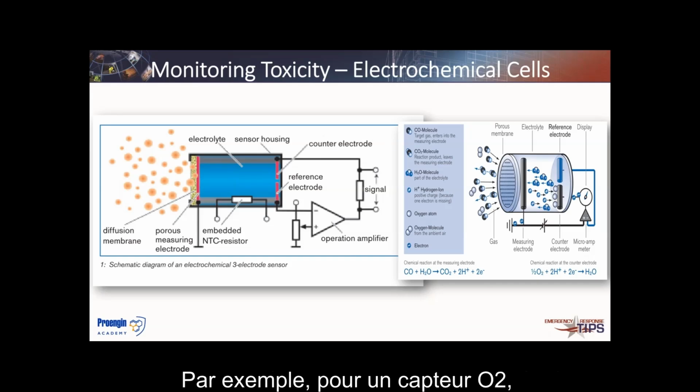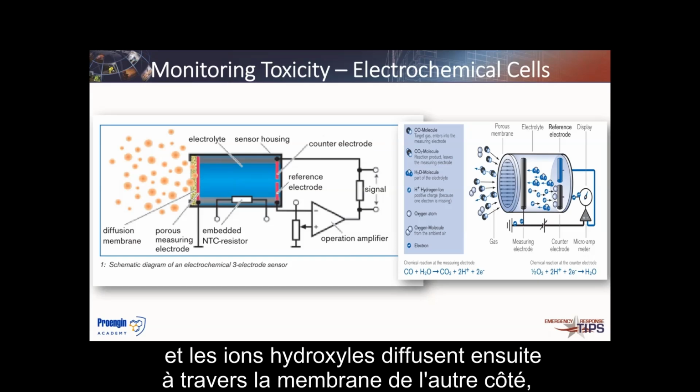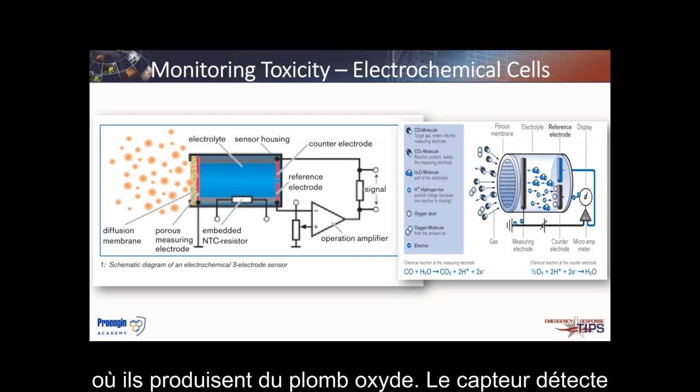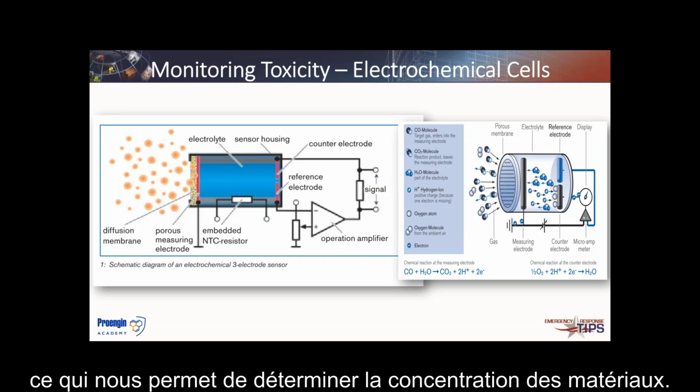For example, on an O2 sensor, oxygen enters the sensor through the capillary, which is on the left side of it. It's immediately reduced where it comes in contact with the cathode. It's reduced to hydroxyl, and the hydroxyl ions then diffuse through the membrane to the other side, where they react to produce lead oxide. So the sensor is then picking up the voltage that's present because of the reaction that's occurring. That allows us to determine the concentration of those materials.